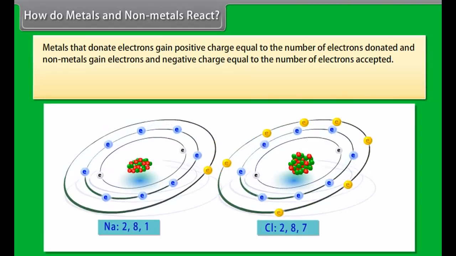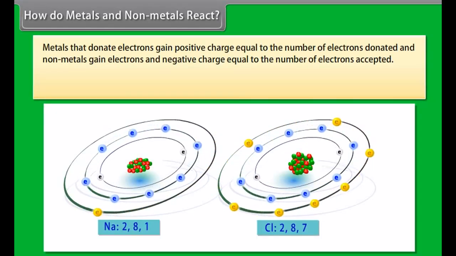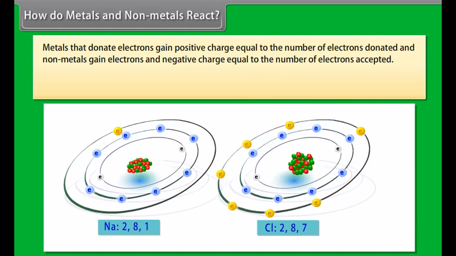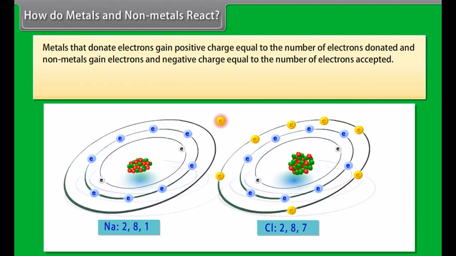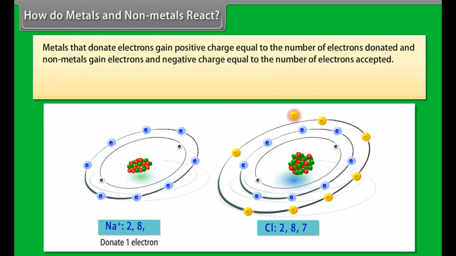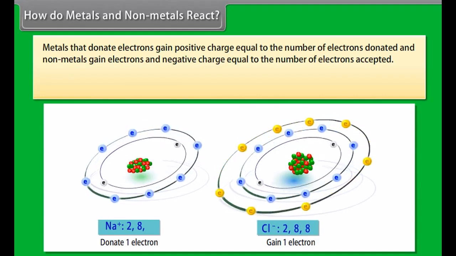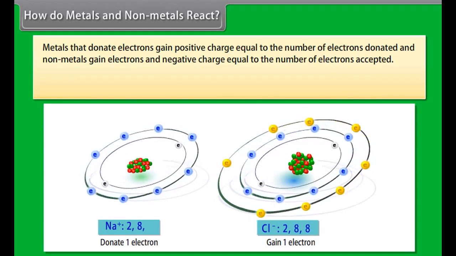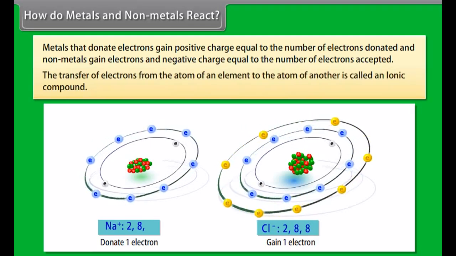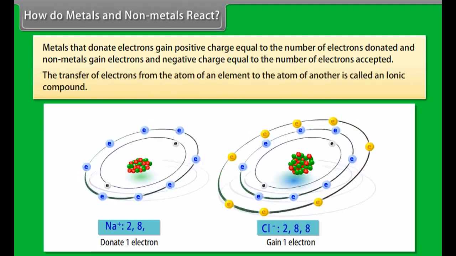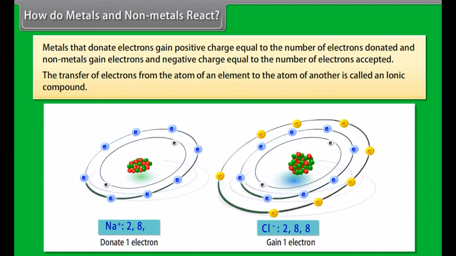When a metal atom donates 1, 2, or 3 electrons from its valence shell to another non-metal atom that has the ability to accept these electrons, it is known as electrovalency. As a result of this, both these atoms form the structure of an inert gas. The transfer of electrons from the atom of an element to the atom of another is called an ionic compound.